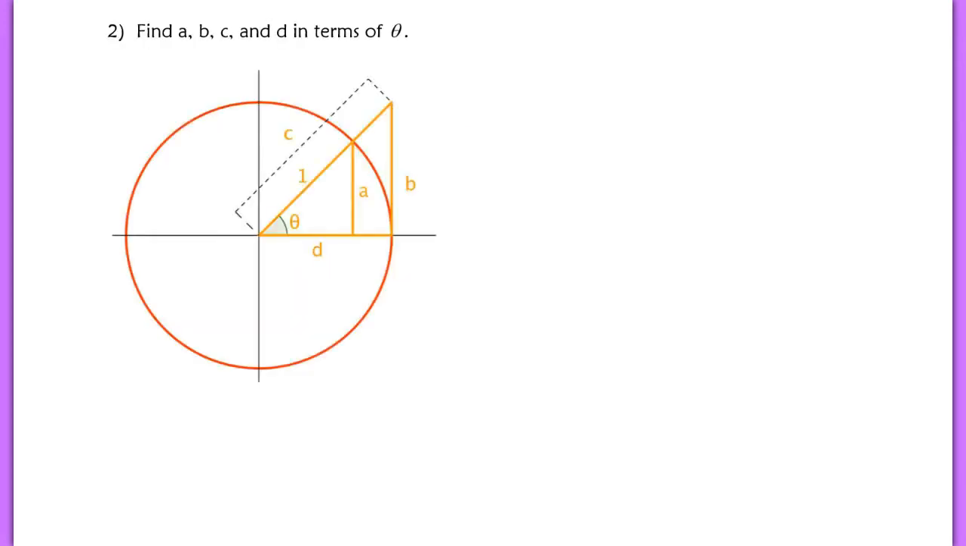Okay, problem 2 here is definitely more abstract. It asks you to express a, b, c, and d in terms of just theta. Right away I recognize that a here is this vertical segment. We are dealing with a unit circle because we can see here we have a radius of 1. But a, this segment length, is just going to be the y value, which in terms of theta is the sine of theta, right? y is defined as the sine of theta. So we know a is equal to the sine of theta. That means that d here is equal to the cosine of theta.